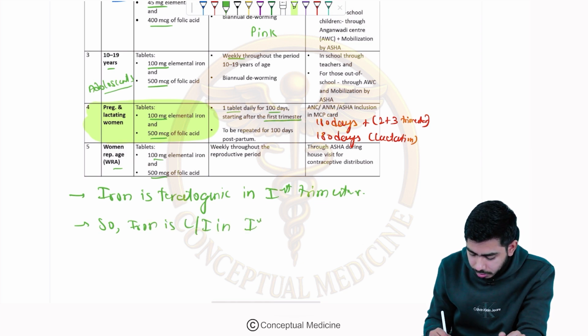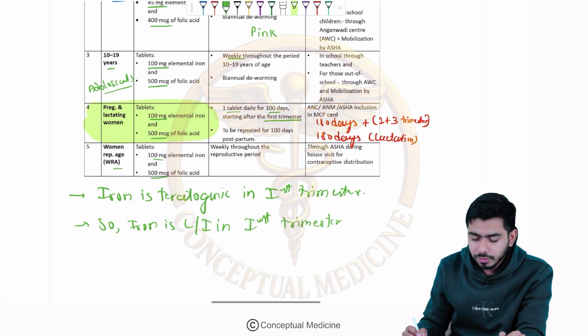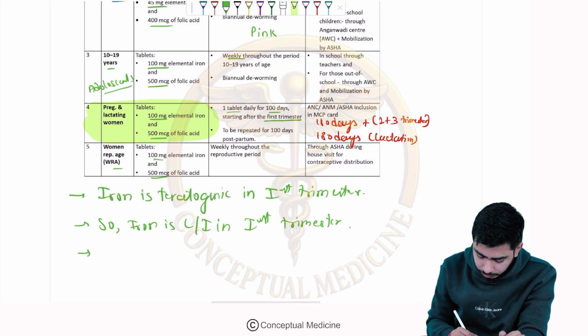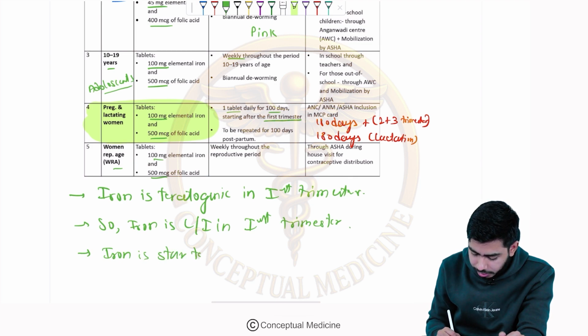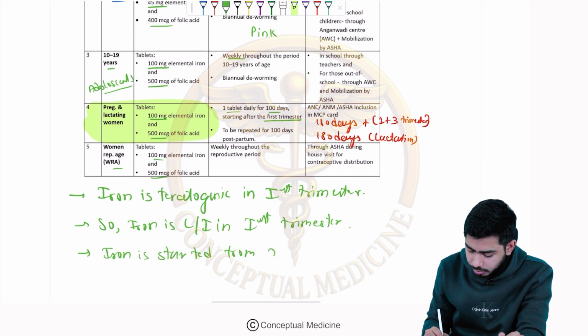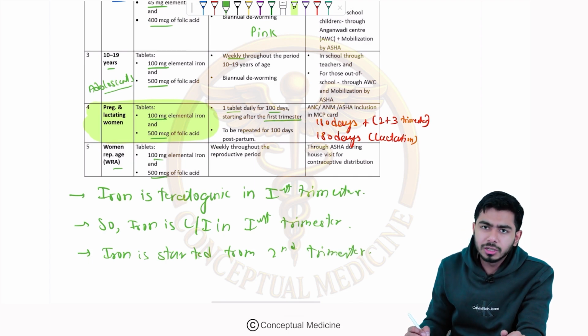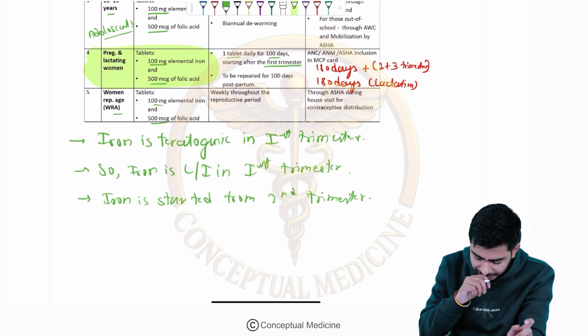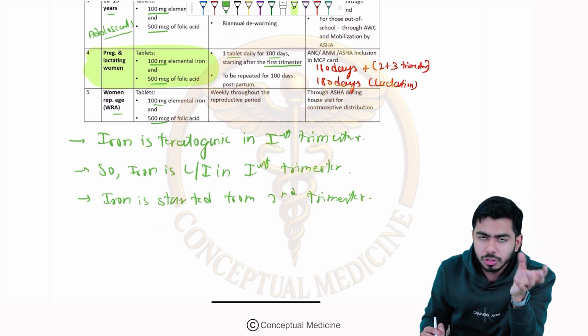And it should be started in which trimester? It should be started from the second trimester. So iron is started from the second trimester, okay guys. Please do remember that. And after that, I told you 180 days during the pregnancy, 180 days after the pregnancy during the lactation period, and I told you about the dose as well.